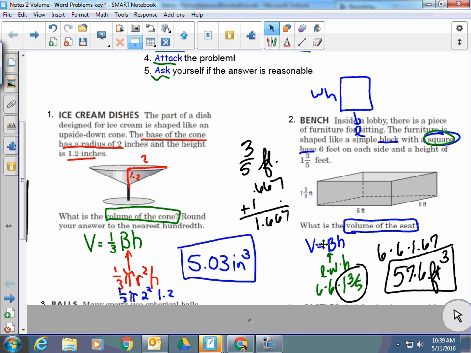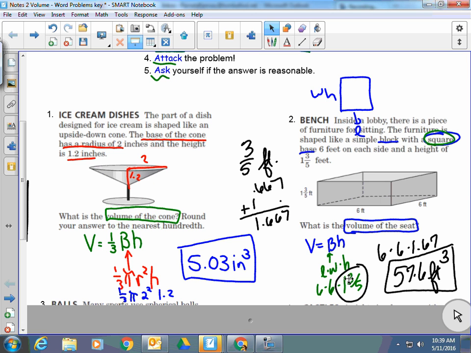So it's just area of the base times the height. The shape of the base is a rectangle, so it's length times width. So it's 6 times 6 times 1 3/5. I'm assuming that if you missed this problem, that 1 3/5 is what got you. Okay? There's a couple of ways to think about this one.